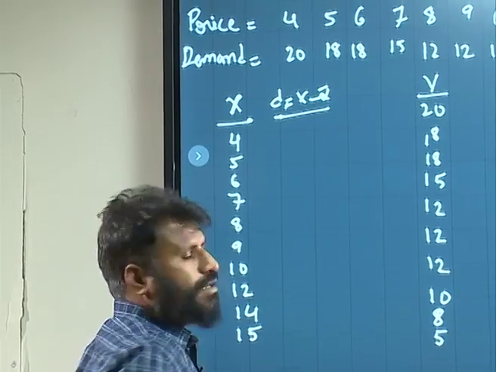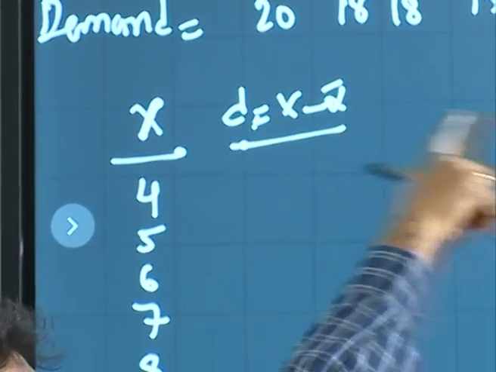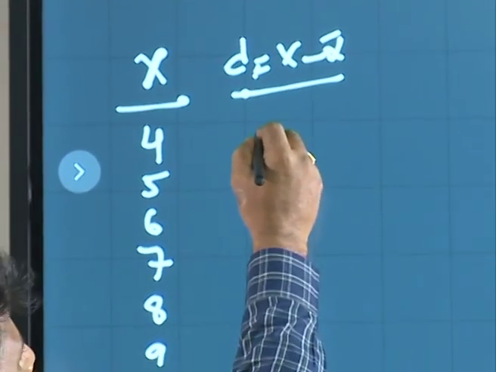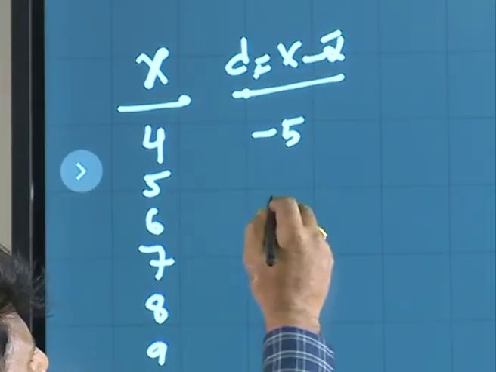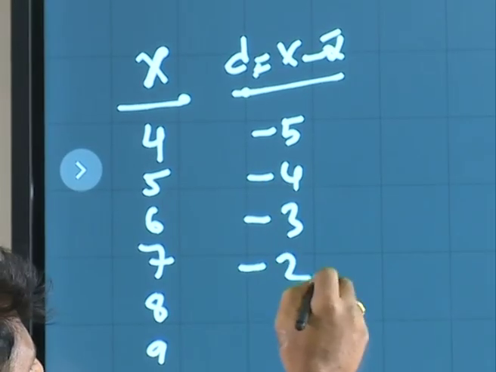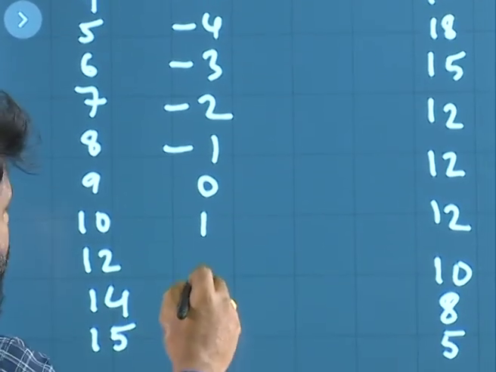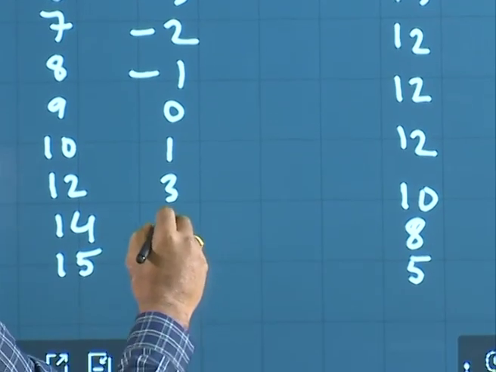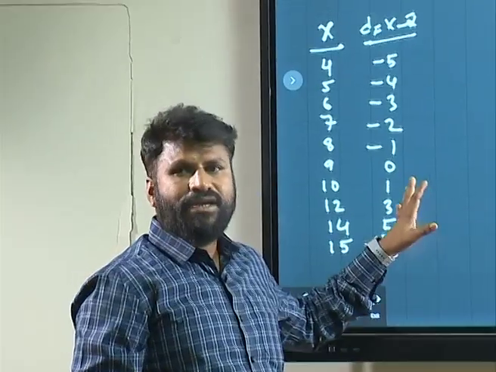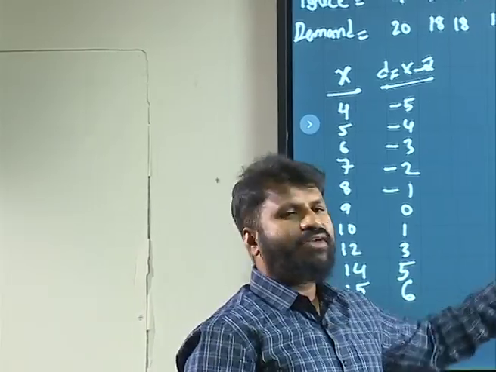So this is the deviation. x we already know, bar x we already know, that is 9. So 4 minus 9 is minus 5, 5 minus 9 is minus 4, minus 3, minus 2, minus 1, 0, 1, 3, 5, 6. So this is the deviation value. Similarly, we have to calculate the y deviation also.